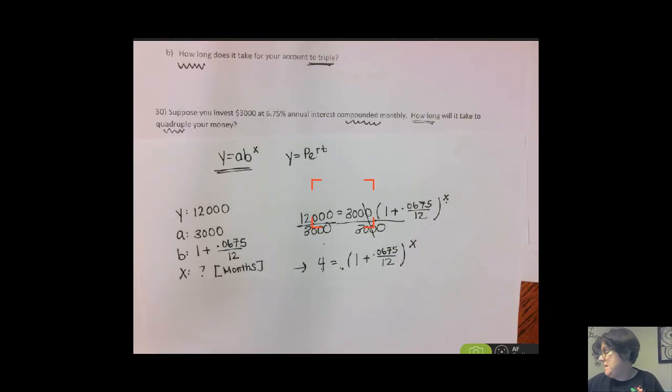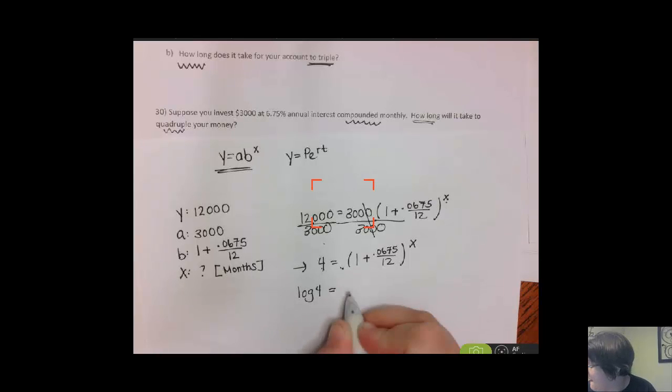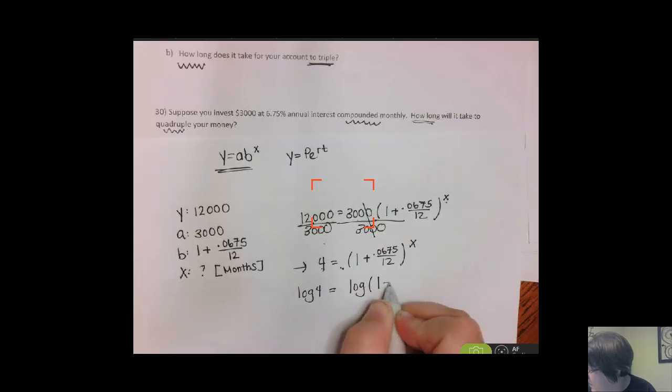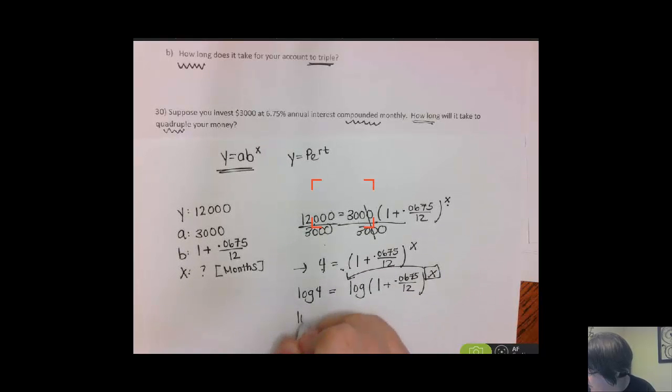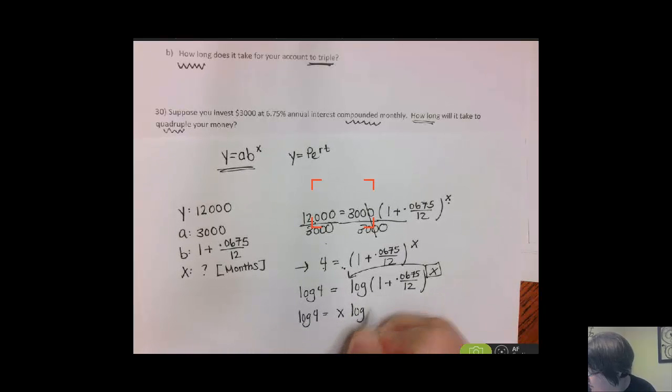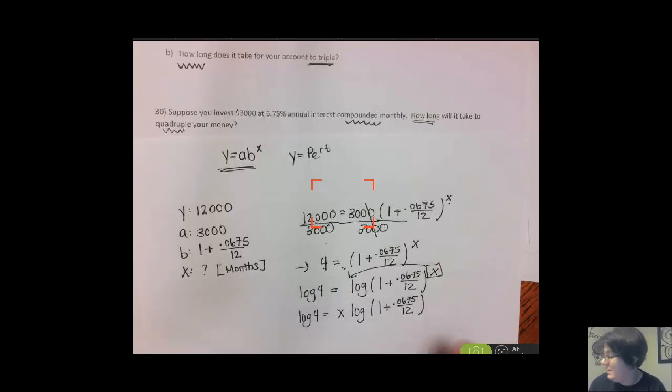Now we're going to log using either base 10 or base e. I'm going to use base 10, so just log of 4. And it really doesn't matter. You can do the problem with natural log and get the right answer. So log of 1 plus 0.0675 divided by 12 to the x. You've got your variable there. You're going to move it out front. So log 4 equals x log 1 plus 0.0675 divided by 12.